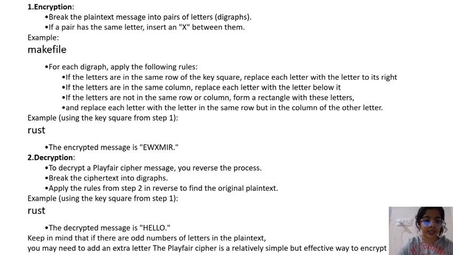And the second one is decryption. To decrypt the Playfair cipher message, you reverse the process. Break the cipher into digraphs and apply the rules from the second step in reverse to find the original plain text. Example, using the key square from step 1. The decrypted message is hello. Keep in mind that if there is an odd number of letters in the plain text, you may need to add an extra letter. The Playfair cipher is a relatively simple but effective way of encryption.